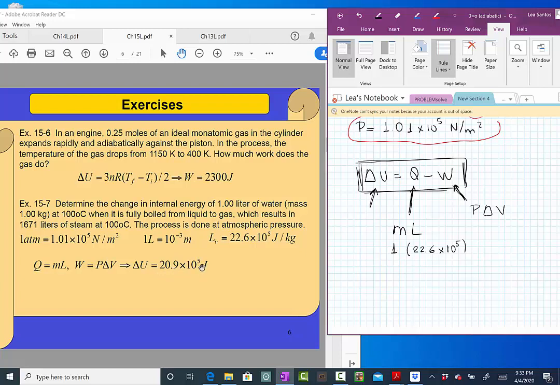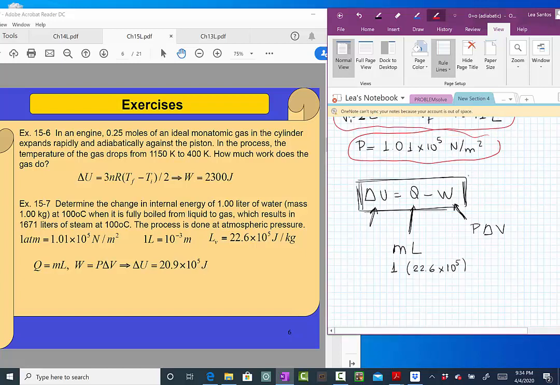So again, I repeat, using delta U equals 3/2 nR delta T is true only for ideal gases. But the first law of thermodynamics is true for any kind of material, any kind of substance. That is always true. The 3/2 nR delta T is only for ideal gas. And in this problem, 15-7, we do not have an ideal gas. Very well.